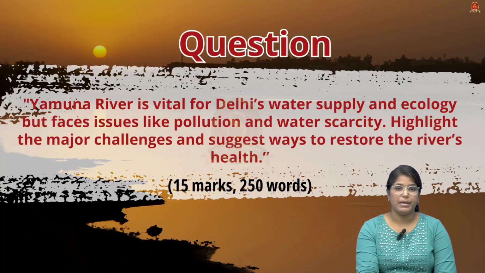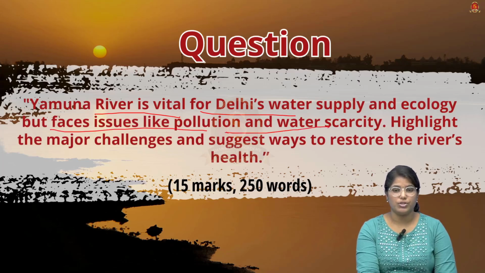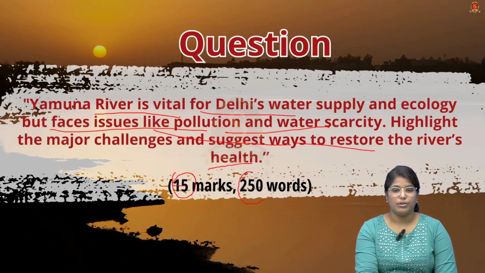Before that, I have a mains practice question for you. Let me read out the question. Yamuna River is vital for Delhi's water supply and ecology, but faces issues like pollution and water scarcity. Highlight the major challenges and suggest ways to restore the river's health. So it is a 15 marker question for 250 words. It is a very simple question. You can write an answer and post it in the comment section so that we can review your answer.